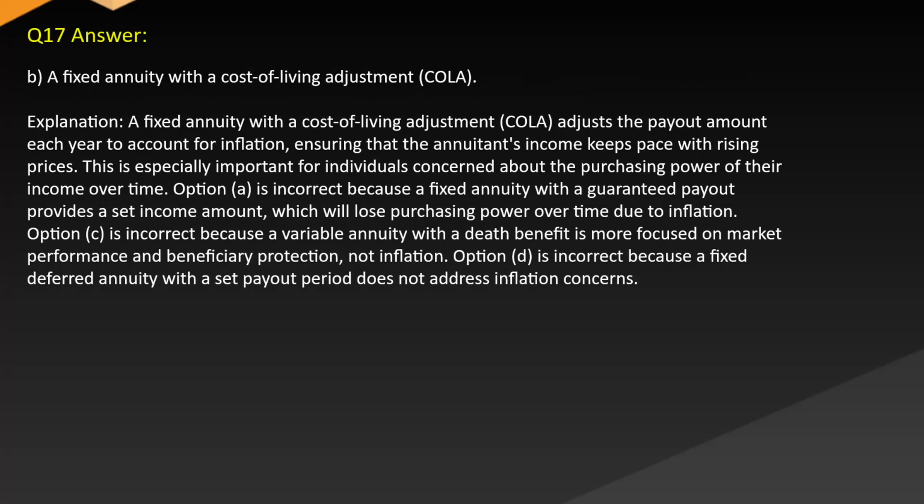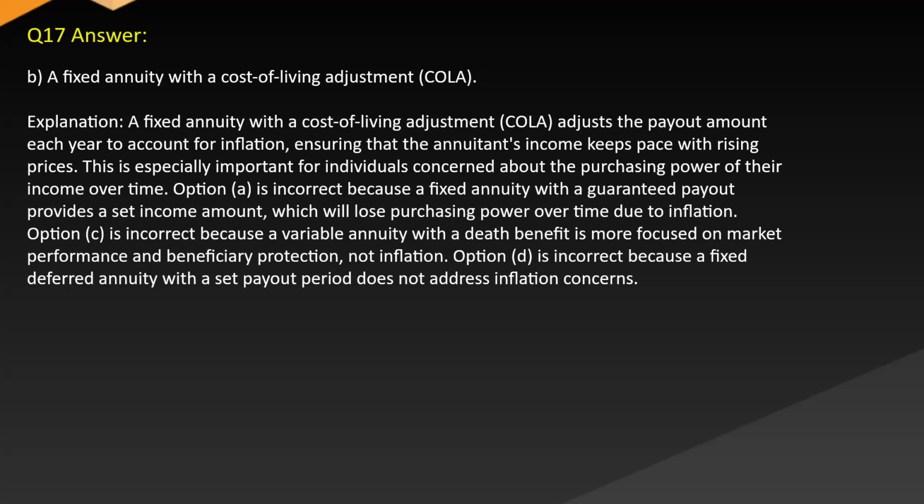Answer. B. A fixed annuity with a cost of living adjustment, COLA. Explanation. A fixed annuity with a cost of living adjustment, COLA, adjusts the payout amount each year to account for inflation, ensuring that the annuitant's income keeps pace with rising prices. This is especially important for individuals concerned about the purchasing power of their income over time. Option A is incorrect because a fixed annuity with a guaranteed payout provides a set income amount, which will lose purchasing power over time due to inflation.